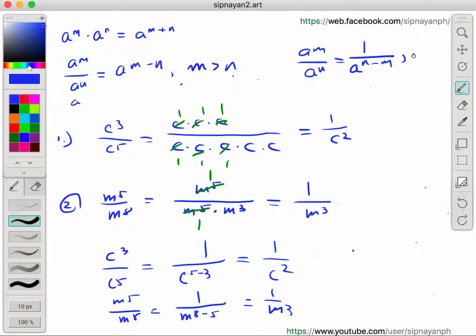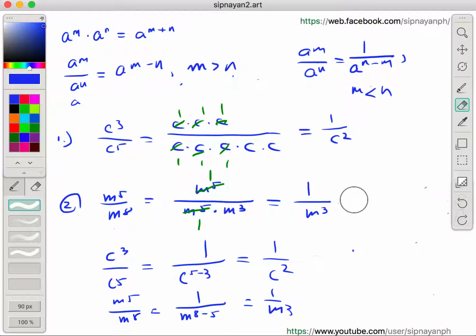This is if m is less than n. Okay? M is less than n. So ito, m is less than n. Ibig sabihin, mas maliit yung power nung numerator. Kaya siya nasa denominator.